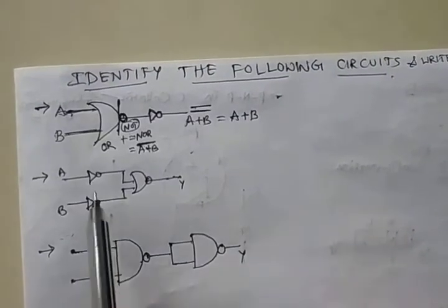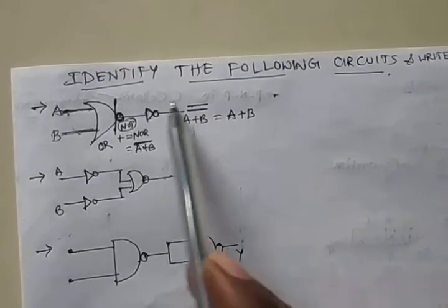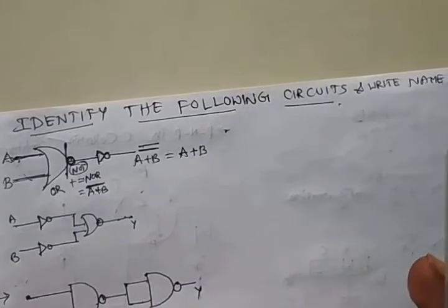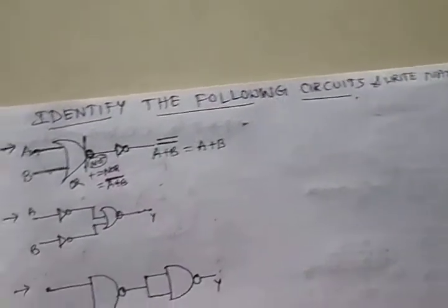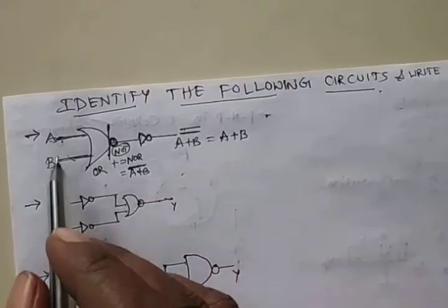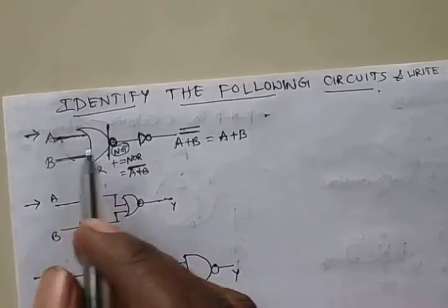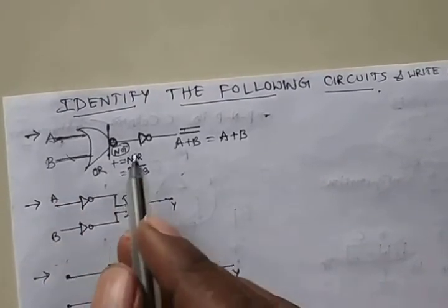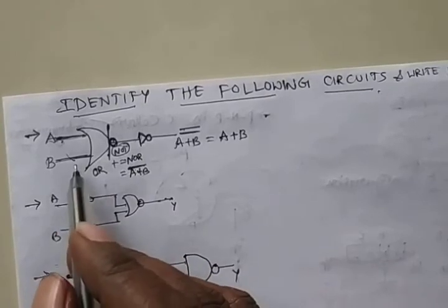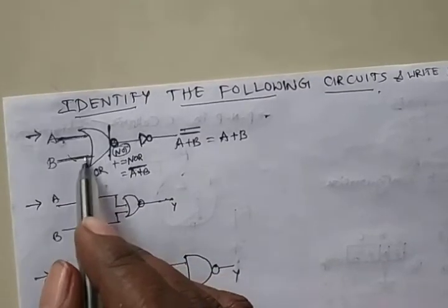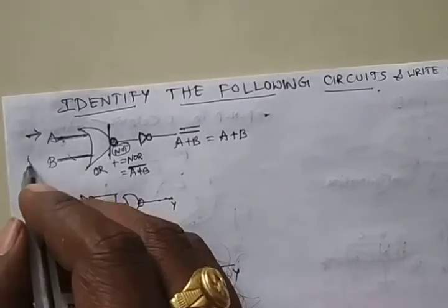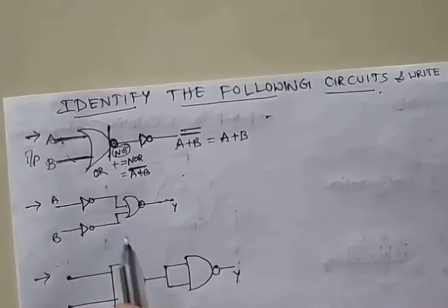So now let us see here. Identify the following circuit and write the name of the gate. Okay. So, what is this gate? Check it. Let us take the inputs are A and B.